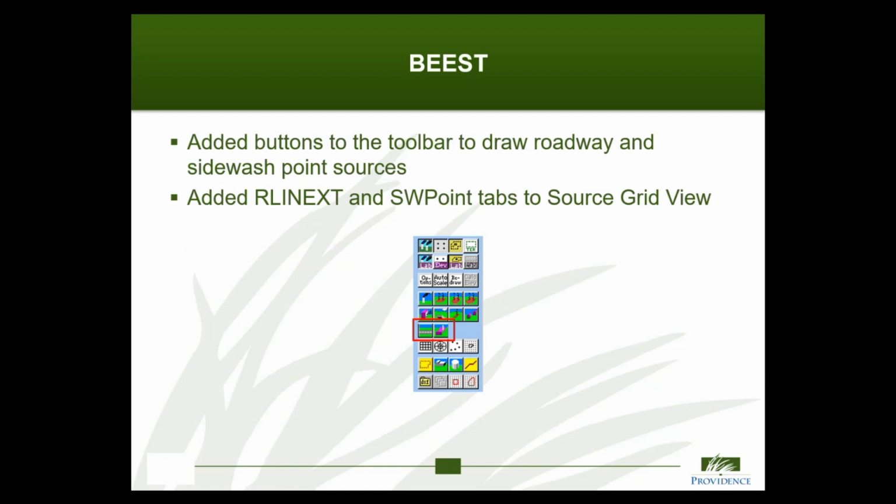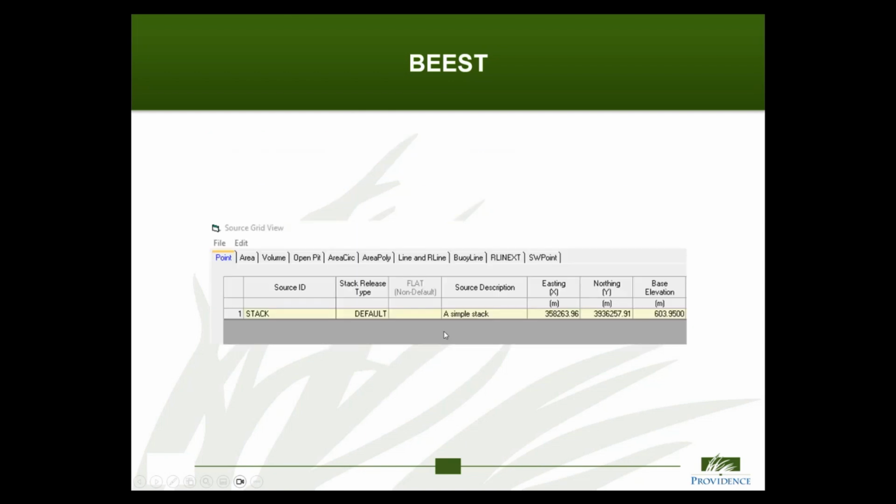So again, in BEEST, we have the new R-LINE XT and sidewash point sources. If you look on the left-hand side of show current data graphically, you have these two new options here for R-LINE XT on the left and sidewash point on the right. And if you go to grid view, we have the R-LINE XT tab and the SW point tab up at the top of that as well.